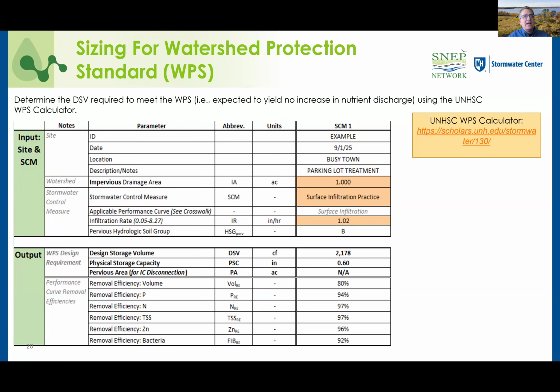In this case, the design storage volume is simply telling us how big to make the system. The physical storage capacity is the depth of precipitation treated. It relates the design storage volume to the actual contributing area. So we have 1 acre of impervious going to a B soil where we have a subsurface or surface infiltration system.